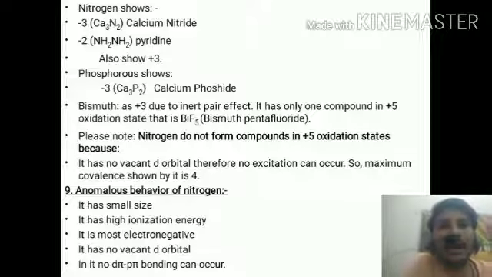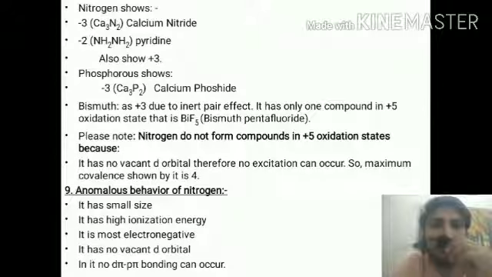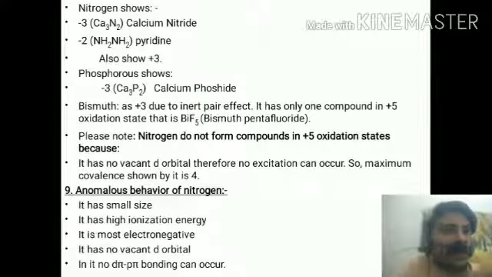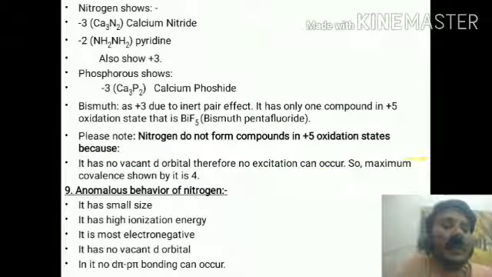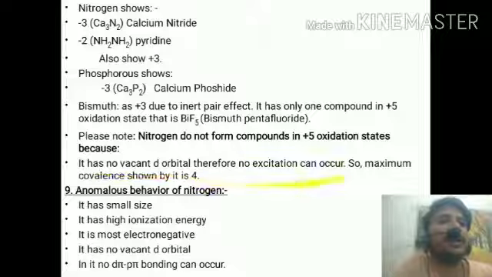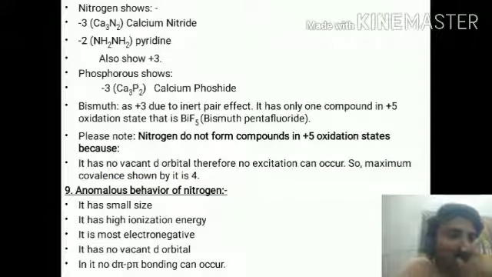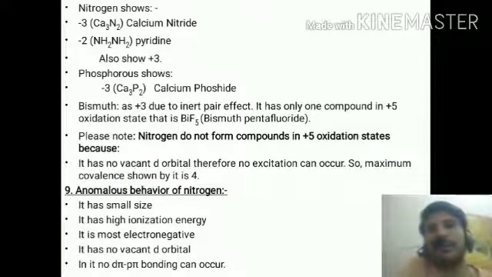So its compounds are, for example, calcium cyanamide, and pyridine, which is also a compound of nitrogen. Please note that nitrogen does not form compounds in the +5 oxidation state because it does not contain a vacant d orbital. Now, the anomalous behavior of nitrogen.